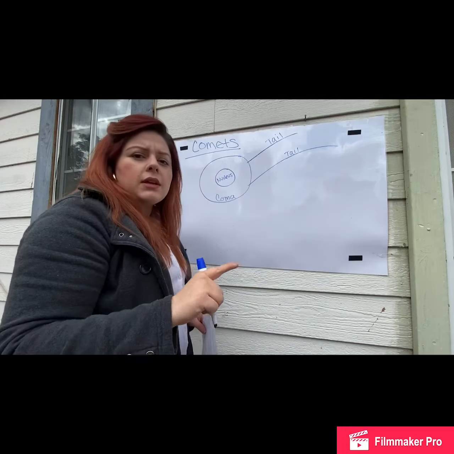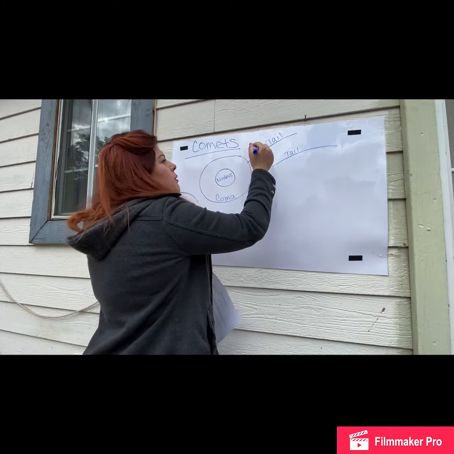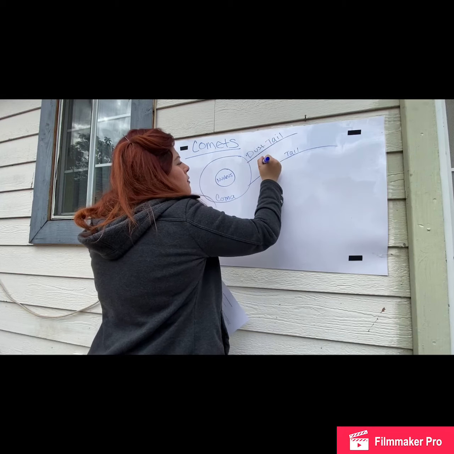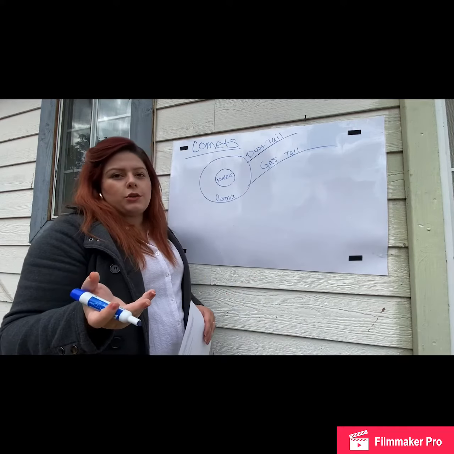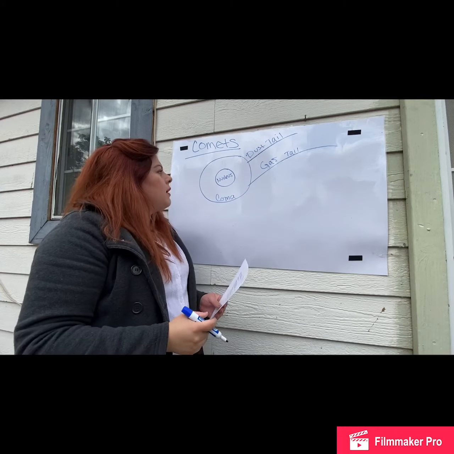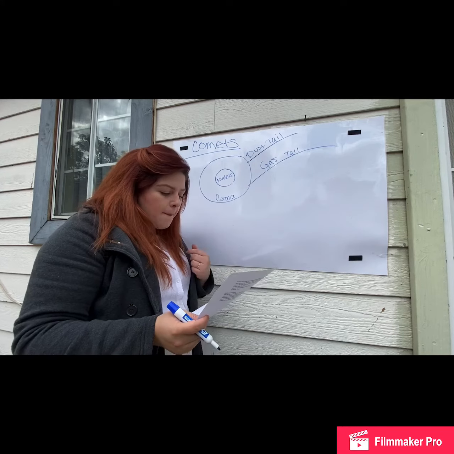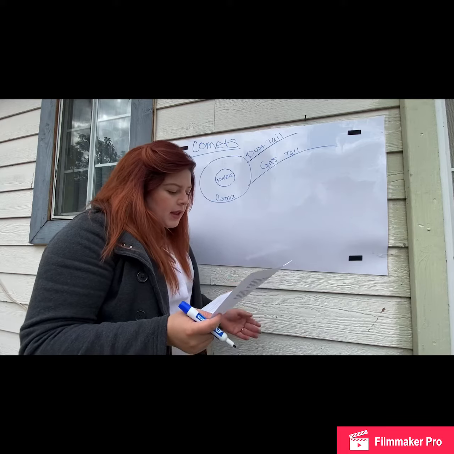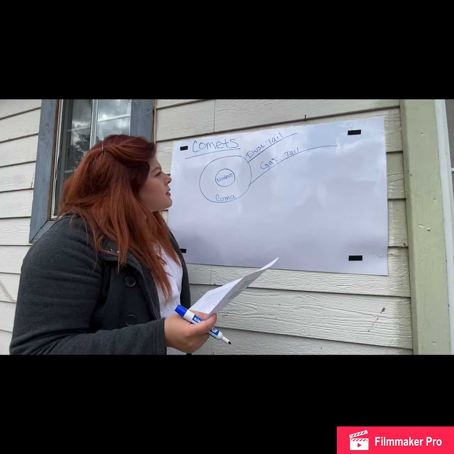Now the difference between the tails is that we have two different kinds. This one right here would be the dust tail, and this one right here would be the gas tail. That pretty much tells you what they consist of. A comet is mainly made out of ice, but the nucleus also contains gas and rocky debris. And then the coma is a large cloud of gas and dust.